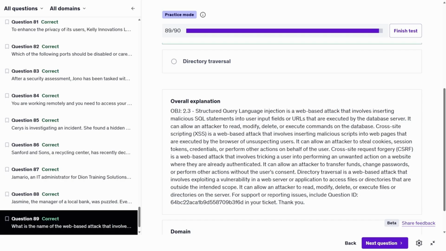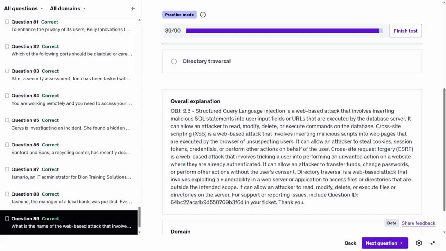Cross-site scripting is a web-based attack that involves inserting malicious scripts into web pages that are executed by the browser of unsuspecting users. It can allow an attacker to steal cookies, session tokens, credentials, or perform other attacks on behalf of the user. Cross-site request forgery is a web-based attack that involves tricking a user into performing an unwanted action on a website where they are already authenticated. It can allow an attacker to transfer funds, change passwords, or perform other actions without the user's consent.